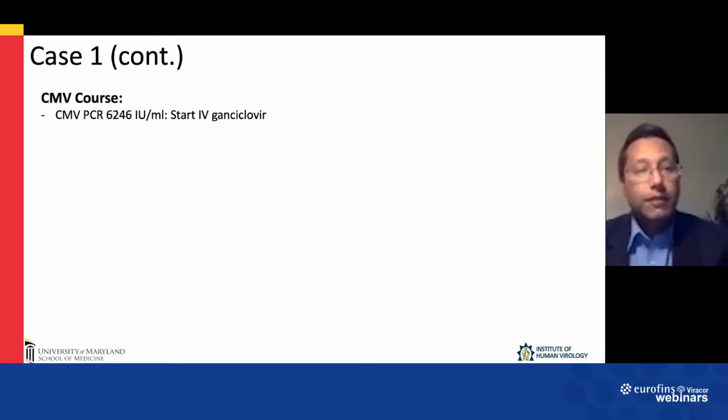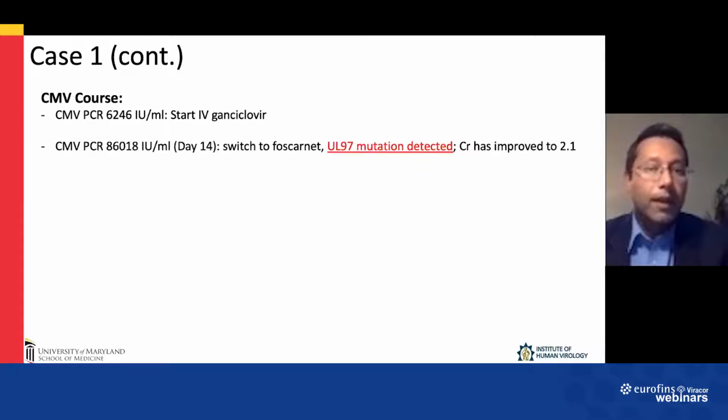So in terms of her CMV course, she was started on IV ganciclovir promptly after the detection of CMV. However, 2 weeks into her course of ganciclovir, her CMV viral load climbed to 86,000 copies. This prompted us to switch her antiviral therapy to foscarnet. A CMV genotype, which was sent to look for possible UL97 mutations, did come back positive with a UL97 mutation detected.